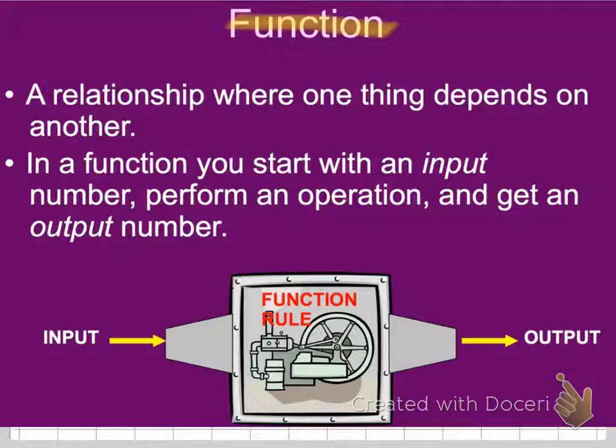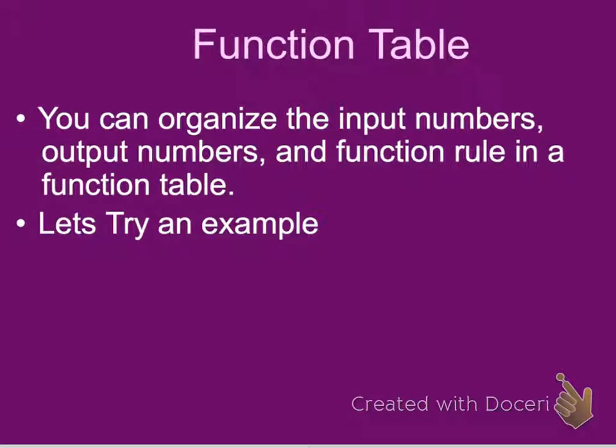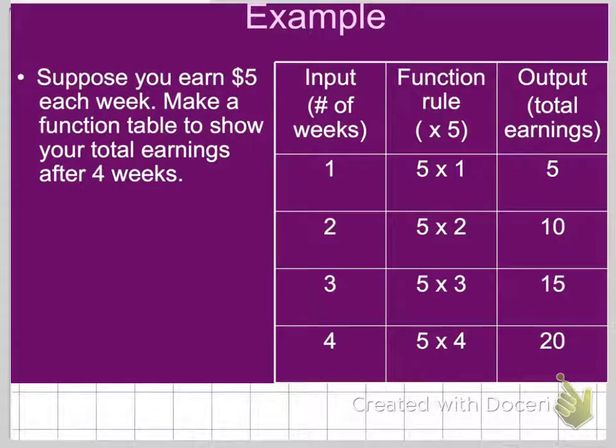So a function or your rule is a relationship where one thing depends on another. So whatever you input to this function machine gets you your output. So this rule or your function is what depends on what your output is. Most of the time you have your input and output and you're trying to figure out what the rule is. So that's a really good example, and it's a good way to organize and input numbers and figure out what your function or your rule is.